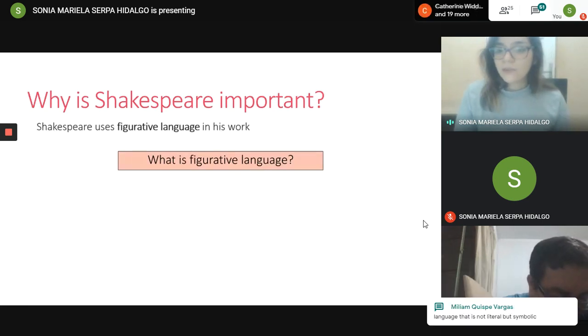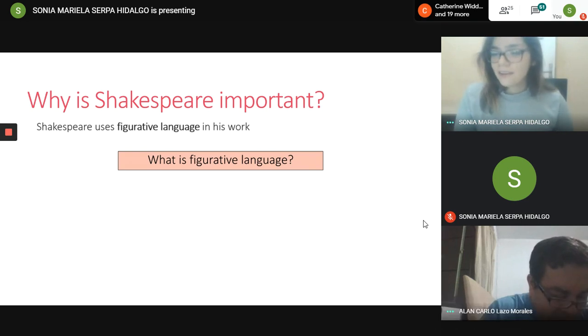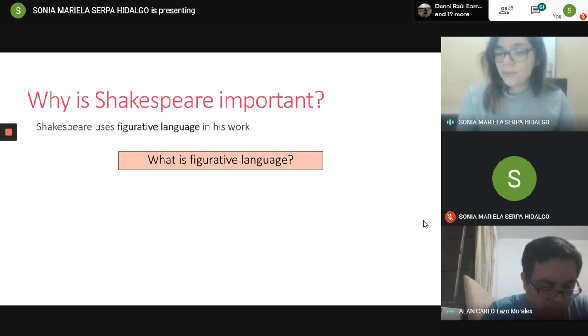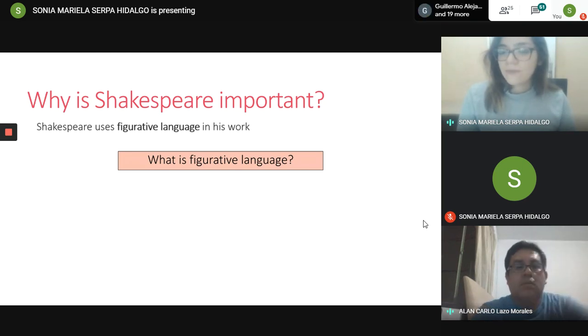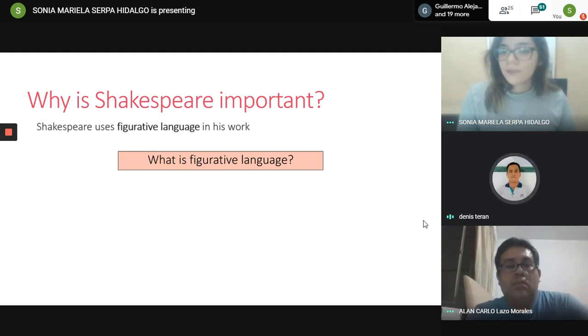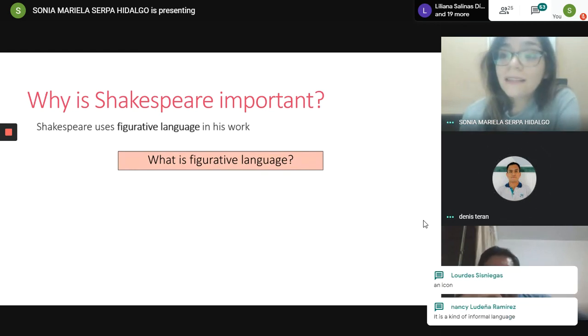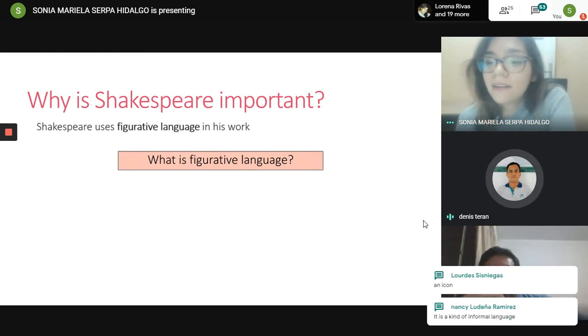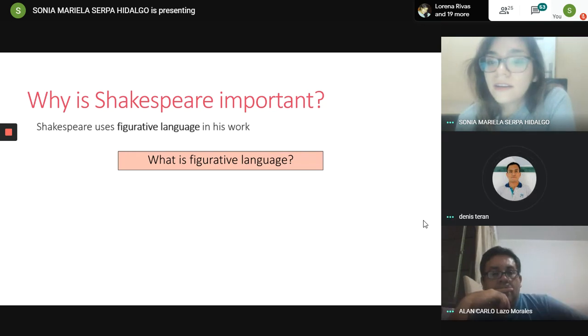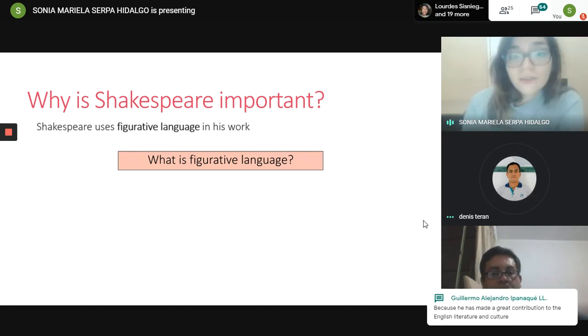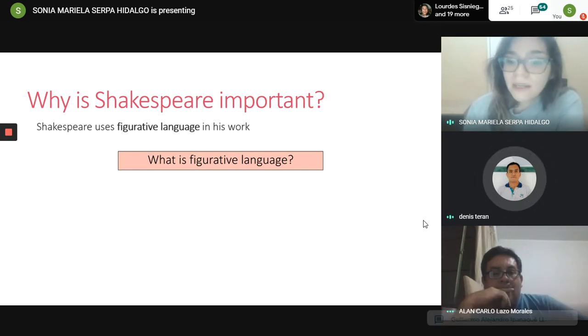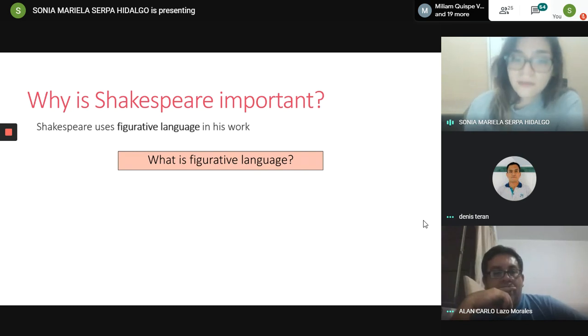Language that is not literal but symbolic. You got it. All right. Anyone else would like to put their opinion on that? What is figurative language? Milliam pretty much sums it up. Okay, yeah. When you want to just express something in a different way, right? Yeah, right. You want to express something in a different way, right?